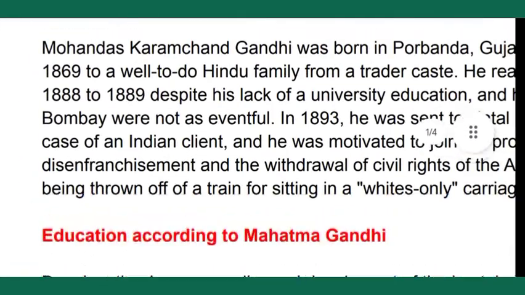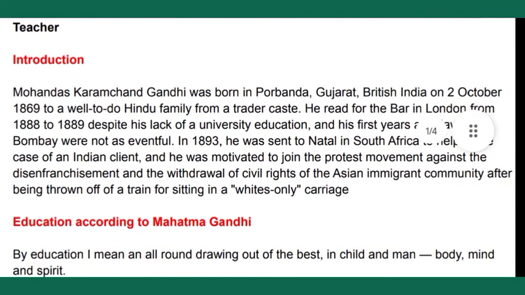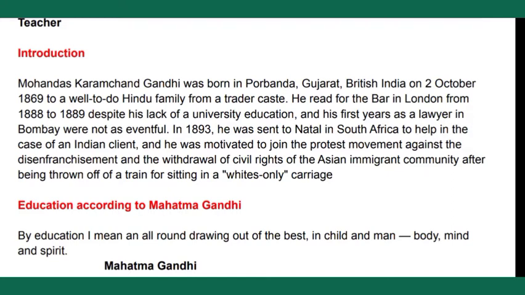Okay, now let's see in detail. Here you can see educational philosophy. First, we will see some introduction regarding Mahatma Gandhi, and everyone knows about Mahatma Gandhi. Who was Mahatma Gandhi? Mahatma Gandhi was born in Porbandar, Gujarat, on 2 October, in a Hindu family. He studied for the bar in London from 1888 to 1889, despite his lack of university education, and his first years as a lawyer in Bombay were not as eventful. Basically he completed his education as a lawyer, and in 1893 he was sent to Natal in South Africa to help in a case for an Indian client.